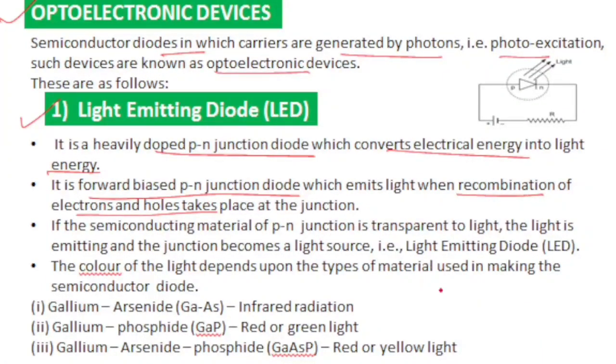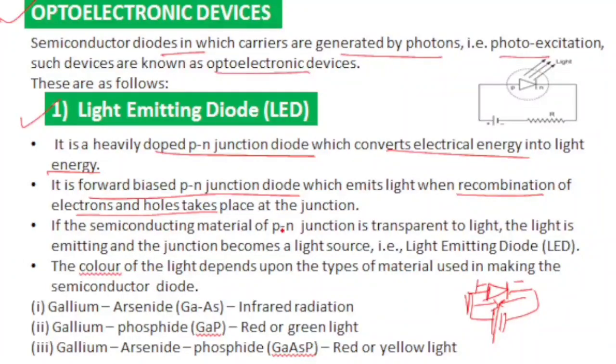At the junction, what happens? Suppose this is a diode, right? And it is operated under forward biasing where P is connected to the positive terminal and N is connected to the negative terminal of the battery. Forward biasing is there. Now what happens? Due to this forward biasing, more electrons move from N to P side and holes from P to N side. Then there is recombination of these majority carriers with the minority carriers at the junction, and hence energy is released in the form of heat.